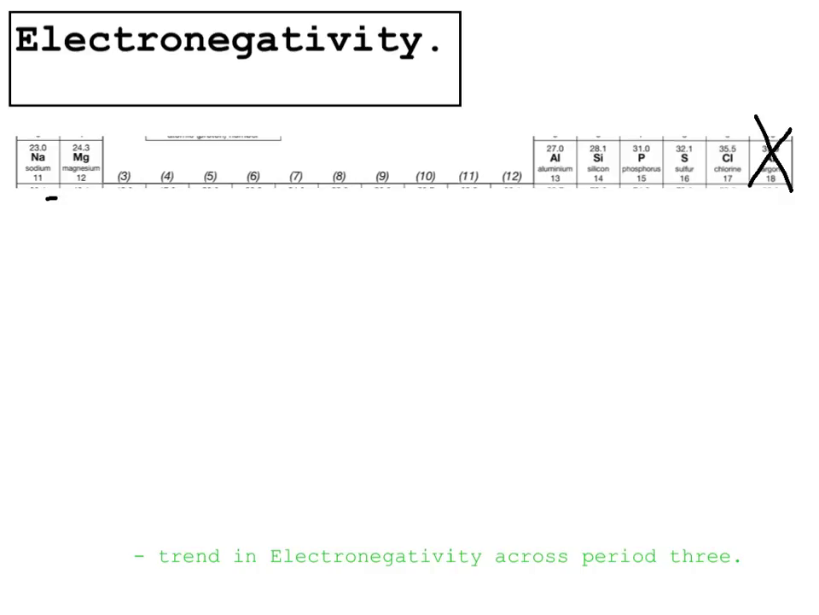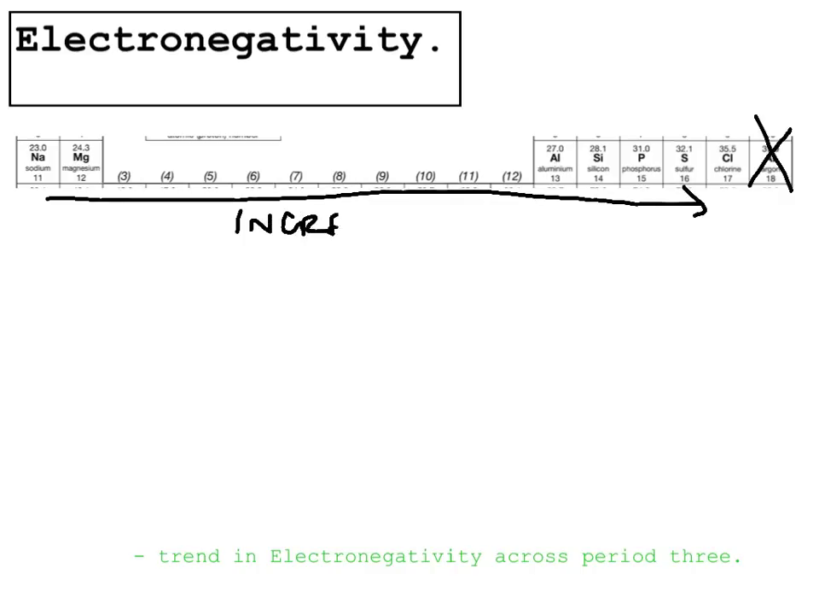Now as you go across period 3, the electronegativity increases. When trying to explain this, you've got to think about why electrons would be attracted to one atom more than another in a covalent bond, and electrons are attracted to protons. As you go across this period, the number of protons in the nucleus increases. You can see that it goes from 11 to 12 to 13, 14, 15, 16, 17. It increases by 1 each time. So the number of protons increases.